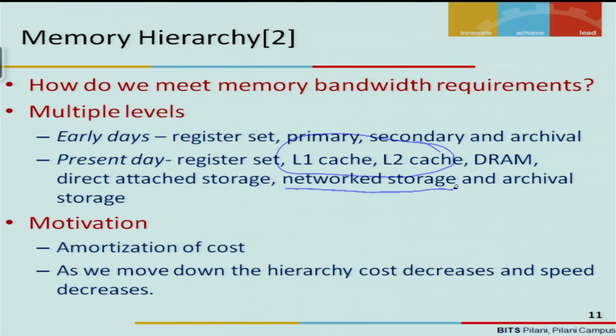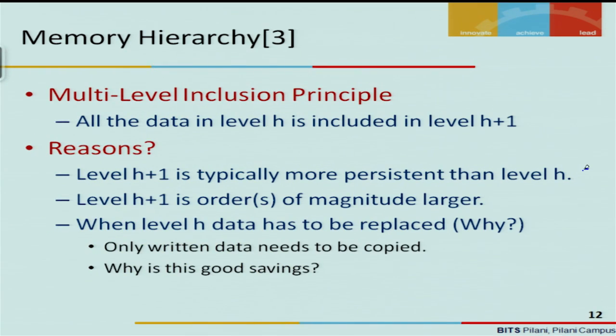The motivation behind this multiple level memory system is amortization of the cost. If you look at this hierarchy from the processor going to the archival storage, as I move from top to bottom, the cost is decreasing and the speed is also decreasing. There are some properties of the multi-level memory hierarchy.